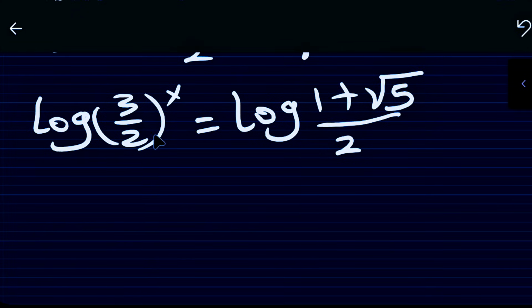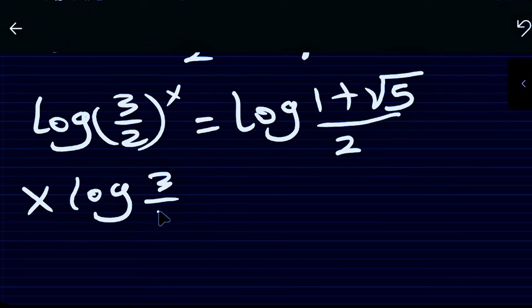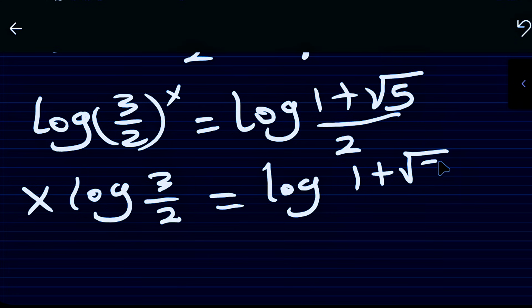Now remember that according to the log rule, when you have log of a number with an exponent of any value, we are going to take that exponent and multiply it by the log. So we are going to have x log (3 divided by 2), and this equals log of (1 plus square root of 5) then divide by 2.